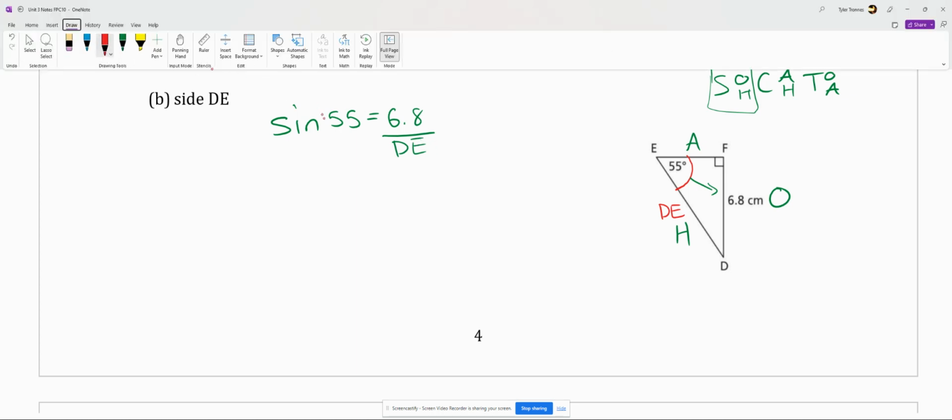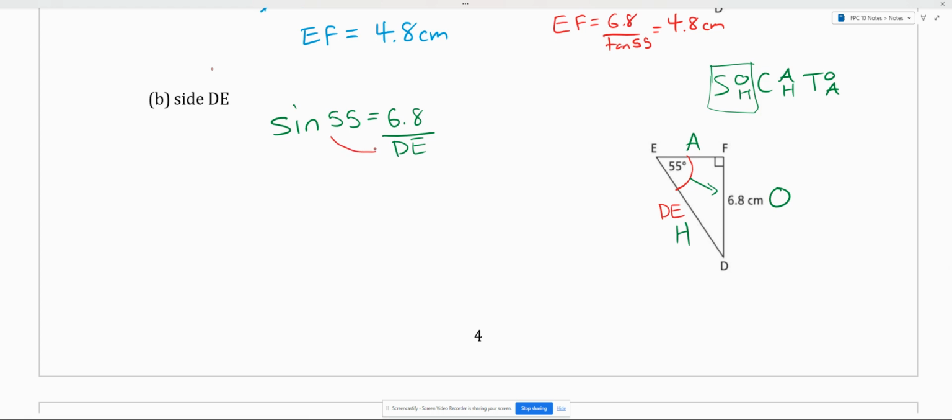Well, let's use our shortcut because we just figured that out, that when I want to solve for this, instead of doing those two slightly extensive algebraic steps, we can swap these two. And so we know that our side DE is going to be equal to 6.8 divided by the sine of 55. So we're going to put that in our calculators, and it's going to tell us when we round it to the nearest tenth that it's 8.3 centimeters.